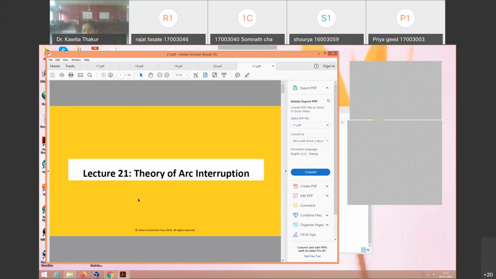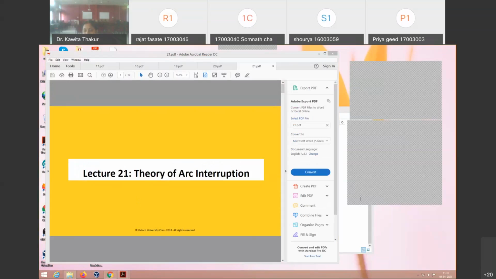Reply in the chat box. Whether you have any doubt in protection. Himanshu, Ashish, Sanket, Jayesh. Okay. Divya, Kunal, Somnath. Okay. I assume that you have understood everything. If you have any doubt, you can ask me.